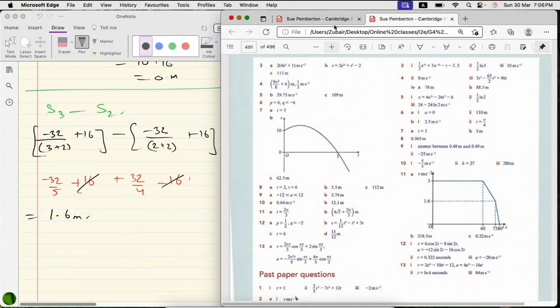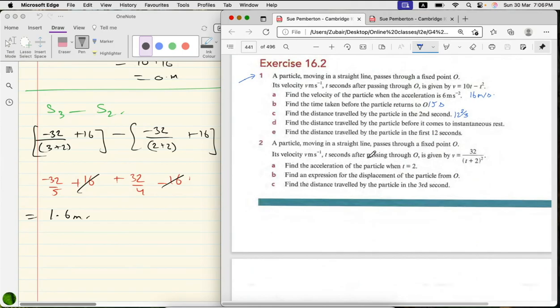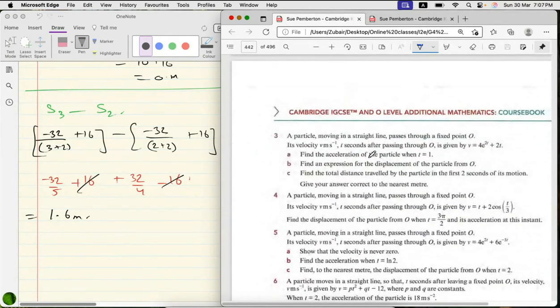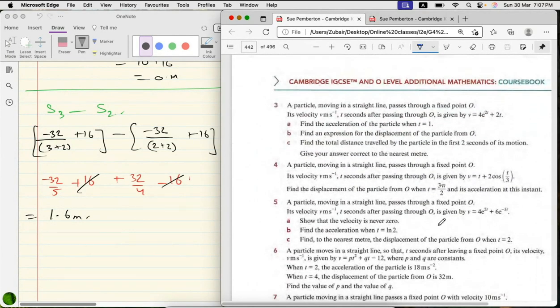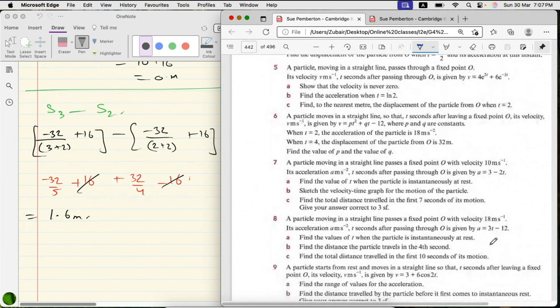More or less same. Today we'll close this chapter as well. This will be complete. Try question number 5.